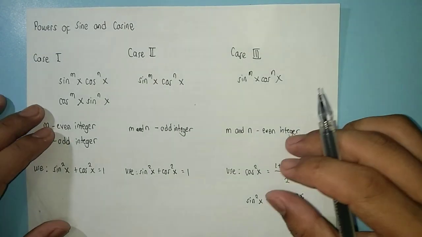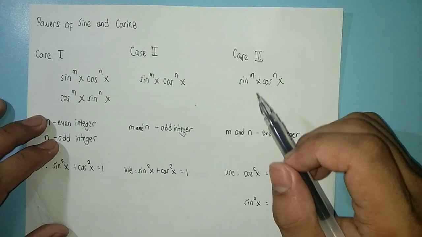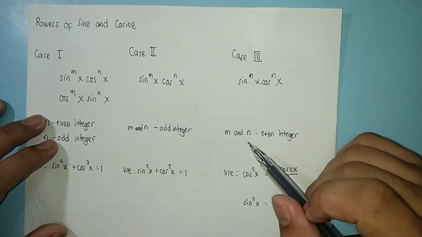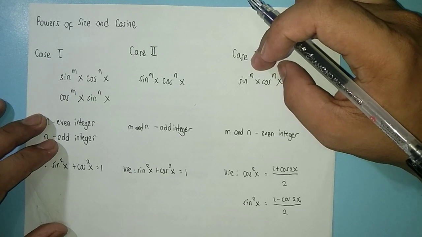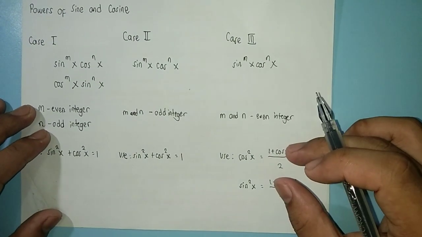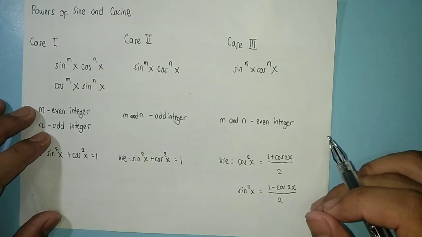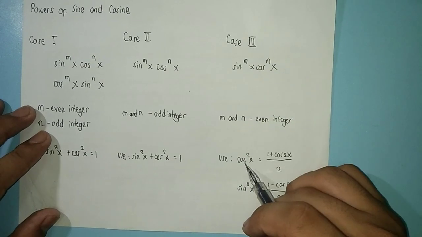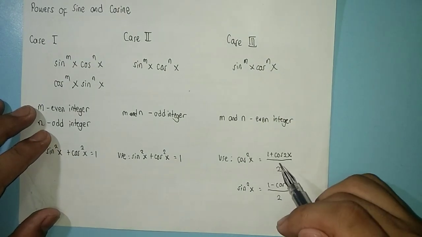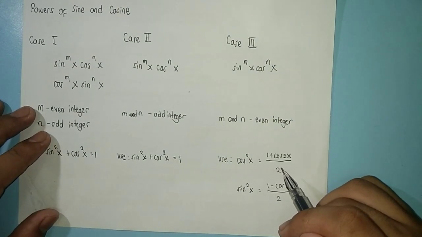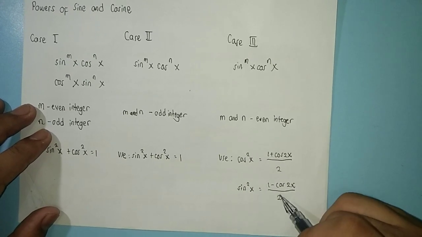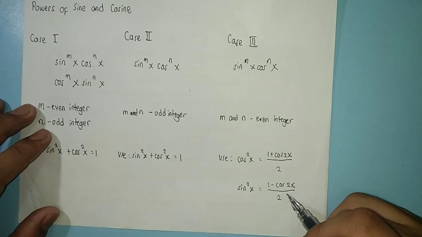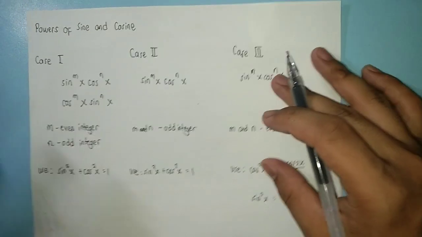Okay, so last case tayo. So let's have m and n even integer naman. So pareho silang even. So kapag pareho silang even, ito naman yung gagamitin natin. So iba na yung trigonometric identity. So for square of cosine x, gagawin natin 1 plus cosine 2x all over 2. Kapag naman square of sine x yung babaguhin, gagawin natin siyang 1 minus cosine 2x all over 2. Okay, so example agad tayo.